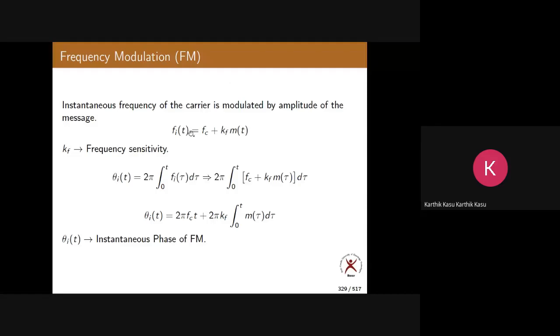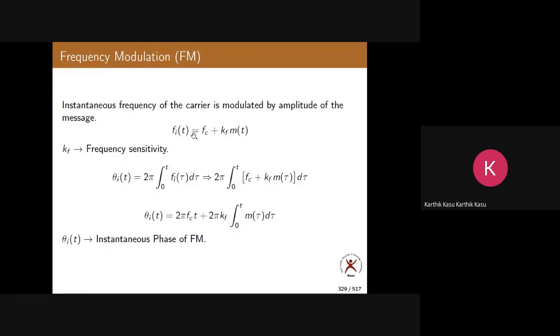Before that, what is the frequency deviation? Frequency deviation means the difference between the instantaneous frequency and the carrier frequency. So frequency deviation means fi of t minus fc. Now what does phase deviation mean? The difference between the instantaneous phase and the static phase. What is that? Theta of t minus 2 pi fct. So this difference is called phase deviation, and the other difference is called frequency deviation.